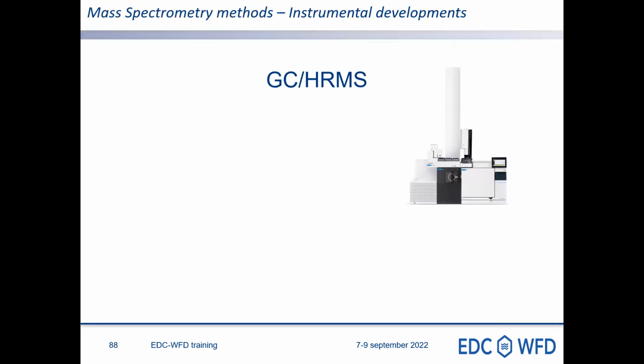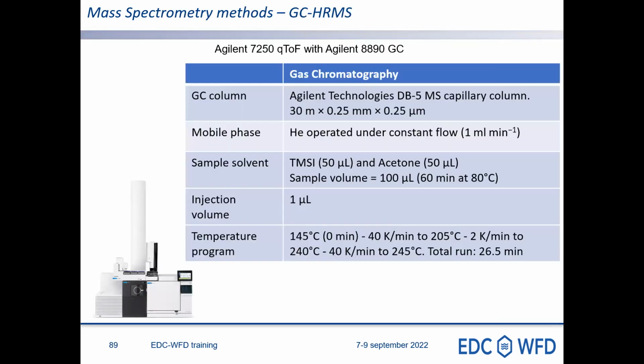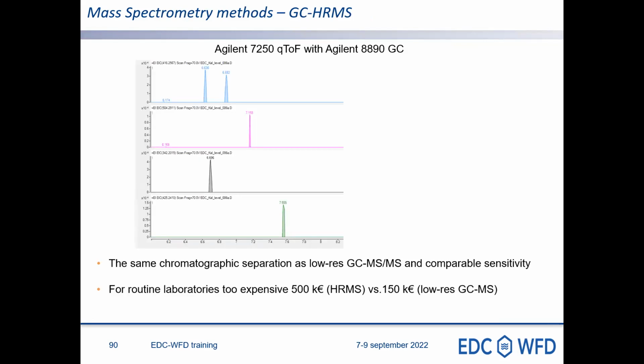We also developed and optimized the GC high resolution mass spectrometry for the analysis of estrogens in water samples. Here are again some final parameters of the method using QTOF as the MS analyzer. The results show the same chromatographic separation, a shift with the high resolution compared to low resolution, with comparable sensitivity. However, for routine laboratories, the issue could be the cost, since high resolution mass instrumentation is much more expensive compared to low resolution instrumentation.